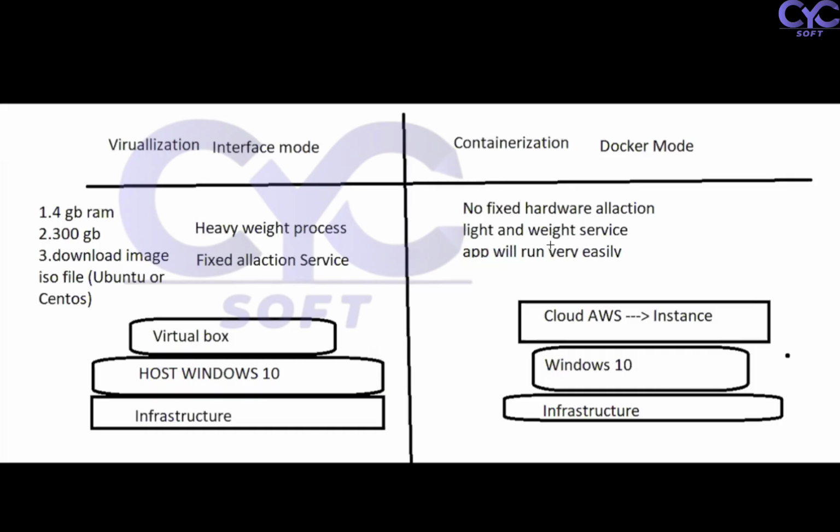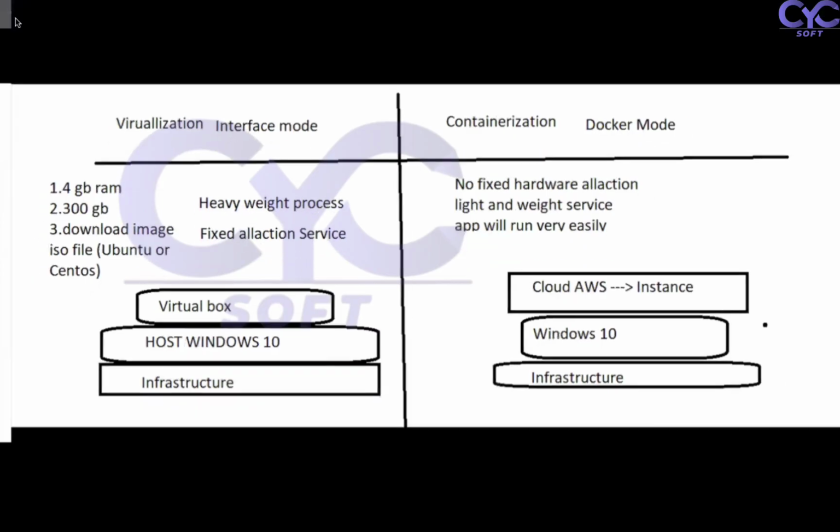You work directly on the EC2 machines, that is Elastic Compute Cloud. Here we also have infrastructure and cloud, so we have a platform, and we are working on AWS instances. This is called a lightweight process, guys. With it, the app will run very easily and very smoothly. That is a lightweight process. This is what we are trying to do.